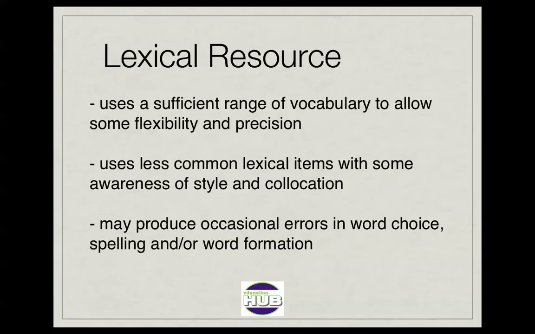The third band descriptor is Lexical Resource. Now again, uses a sufficient range of vocabulary to allow some flexibility and precision. Now at Band 7, you need to focus on thematic vocabulary, which means vocabulary that relates to the topic of the question you're being asked. Okay, the second one uses less common lexical items with some awareness of style and collocation. Now these are things you can learn beforehand. By looking at the themes, IELTS generally follows particular themes. You look at lexical items that are related to these particular themes.